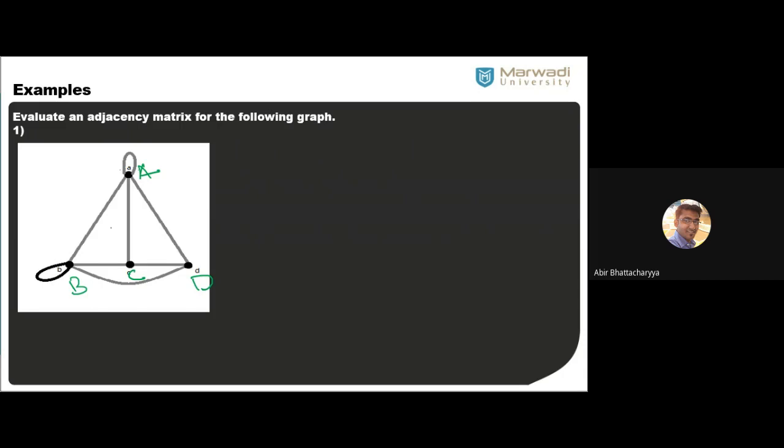You may think parallelism is there. No, parallelism is not there. No provision for parallelism. Self loop is there. Self loop present.